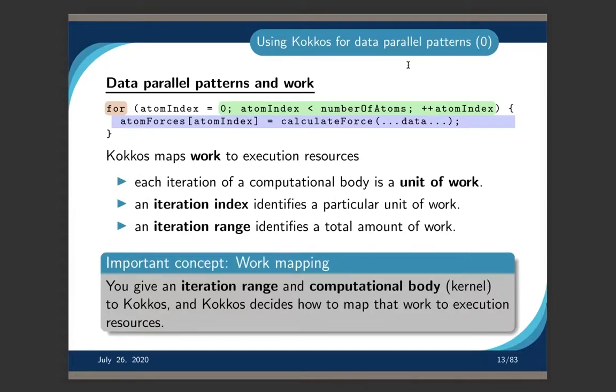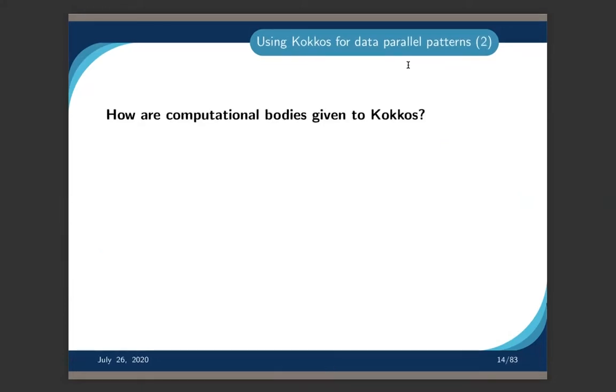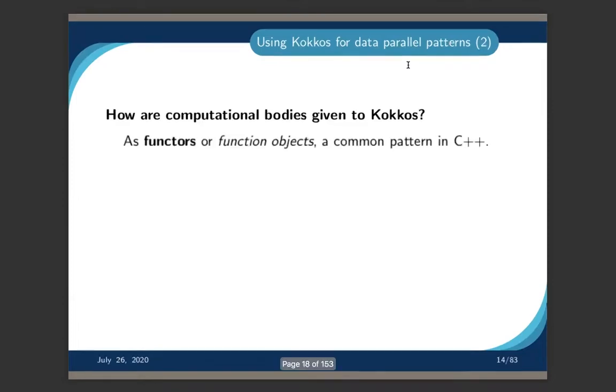And what you are going to do in Kokkos, right, is you essentially give us an iteration range and the computational body, and you hand that to a computational pattern, and then Kokkos decides how to map that work to execution resources underneath. So how do you give that computational body to Kokkos, right?